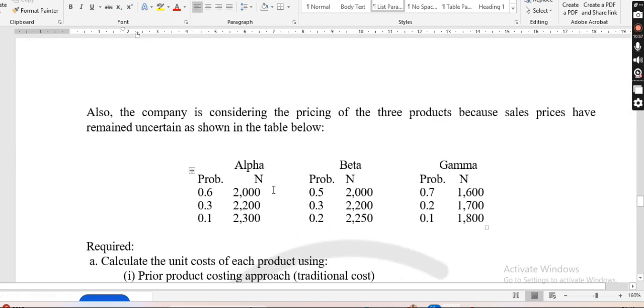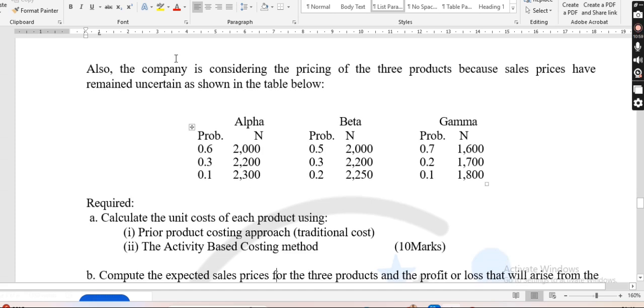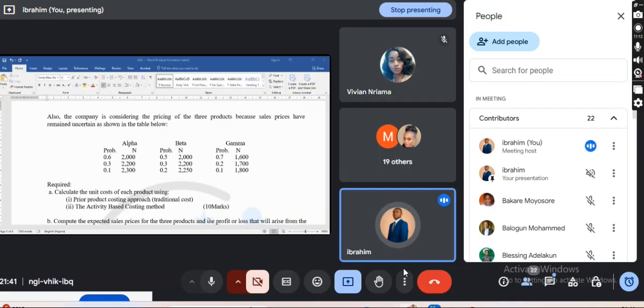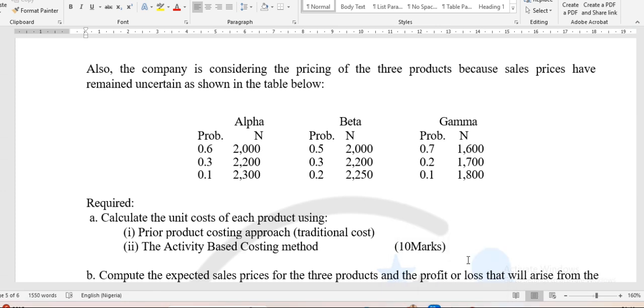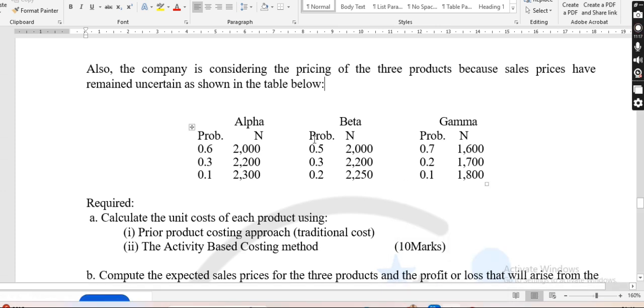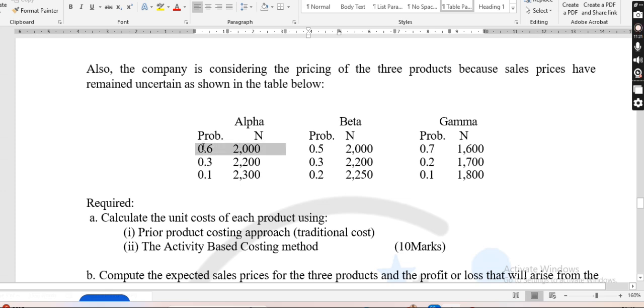Now, in the other part, the company is considering the pricing of the three products. Because sales prices have remained uncertain, they are not certain of the sales, so definitely probability will be involved. That is why you see probability. When they are not certain of a particular sale, probability is involved. Now, look at it. For alpha, there is a probability that they will sell at 2,000 naira, and there is a probability they will sell at 2,000.